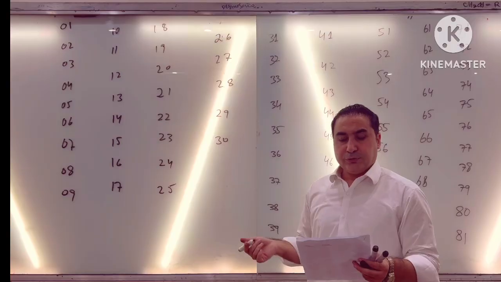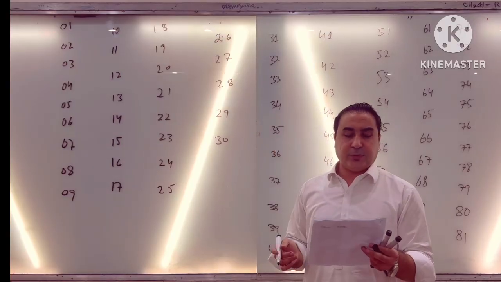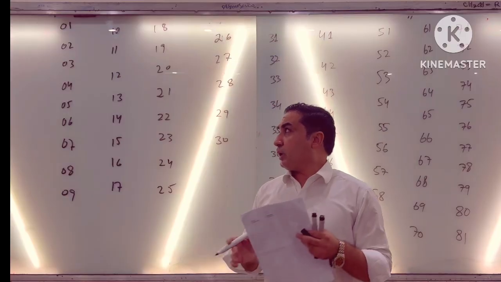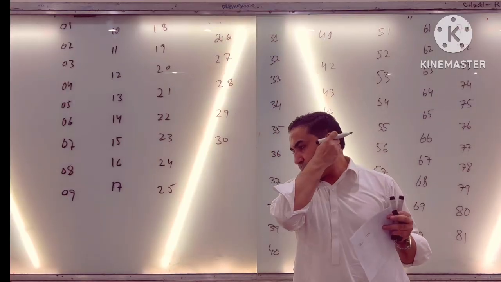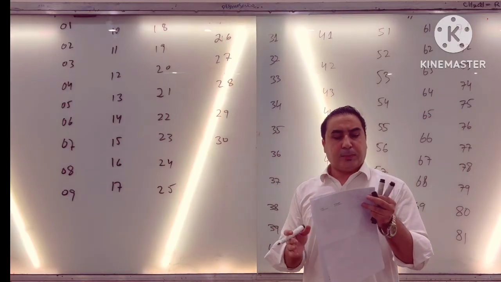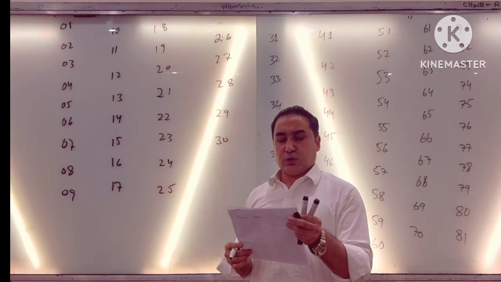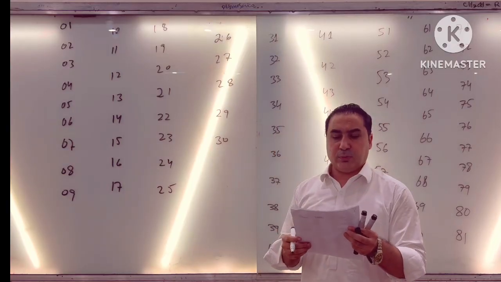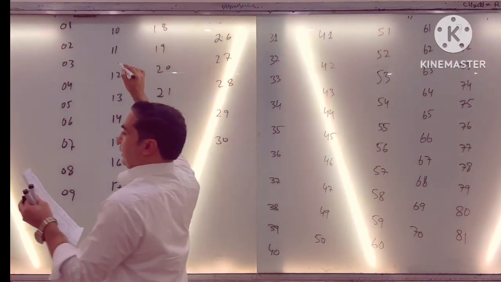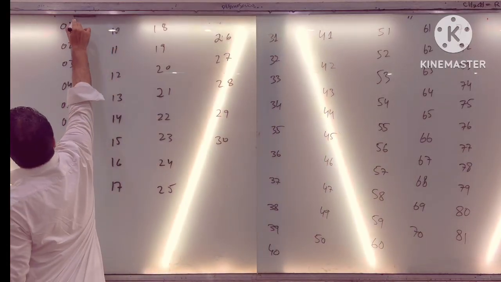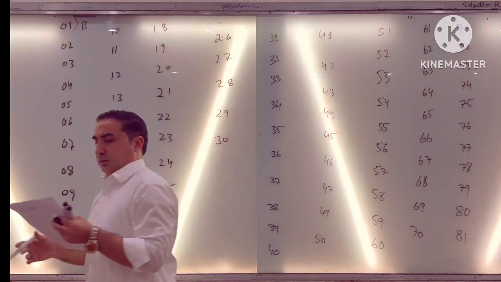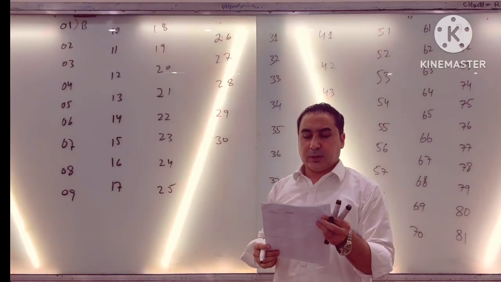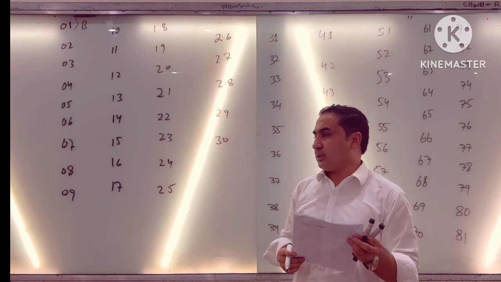The first MCQ: the part of the neuron which receives impulses from its surroundings. The options are axon, dendron, soma, gland cell. The correct option is dendron. The dendron is a receptor that plays this role. So the correct option is B, dendron.